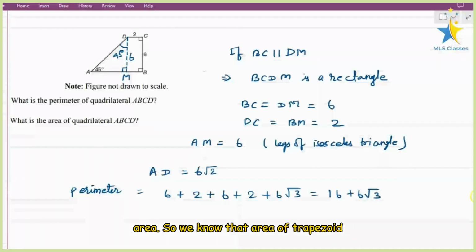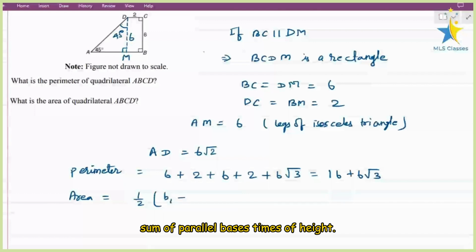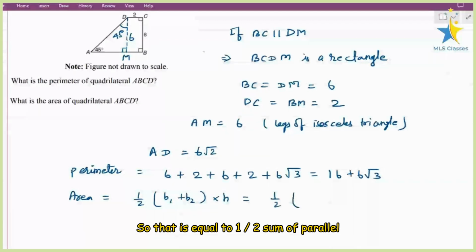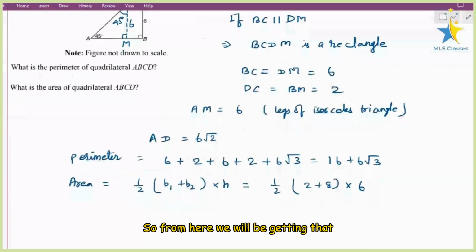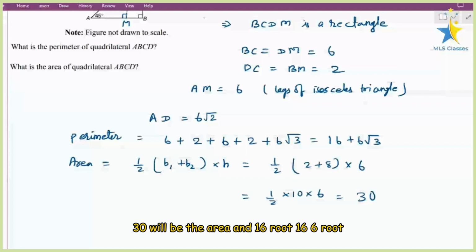Now we need to find the area. So we know that the area of a trapezoid is given by 1 over 2 times the sum of parallel bases times the height. So that is equal to 1 over 2 times the sum of parallel bases, which are 2 and AB, which is 8. So 2 plus 8 times H, which is the height 6. So from here we will be getting 1 over 2 times 10 times 6. So 60 over 2, that is 30. So 30 will be the area, and 16 plus 6 root 3 will be the perimeter.